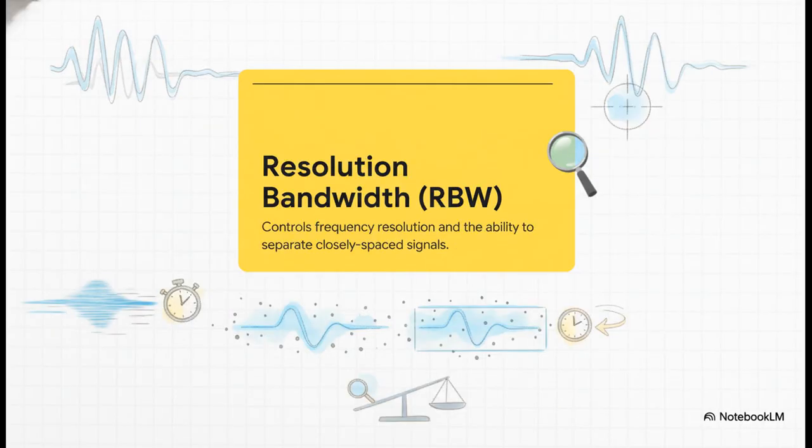And then there's resolution bandwidth, or RBW. This one's a little tricky, but think of it as the focus knob for your view. A narrow or small RBW lets you get a super sharp focus, so you can clearly see two signals that are really close together. It also helps by pushing the visible noise floor down. The only catch? It makes the measurement take a lot longer. So it's always this trade-off between seeing fine detail and getting a fast update.